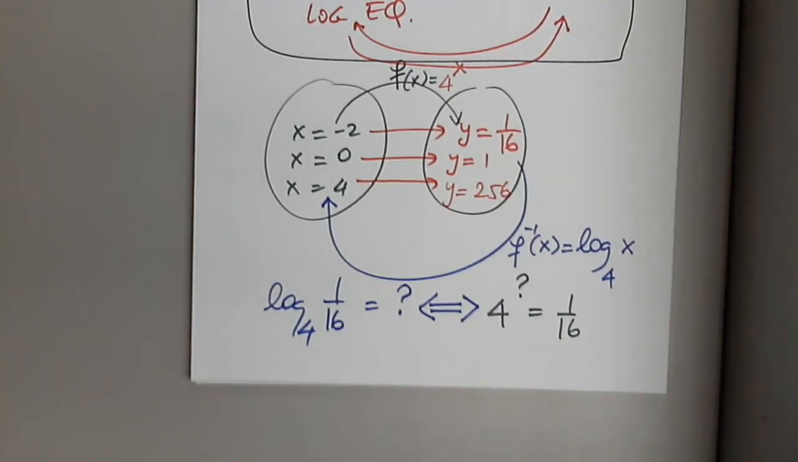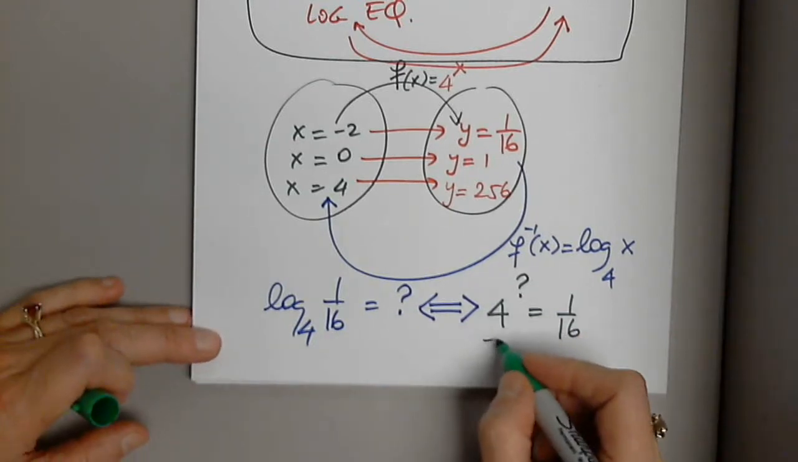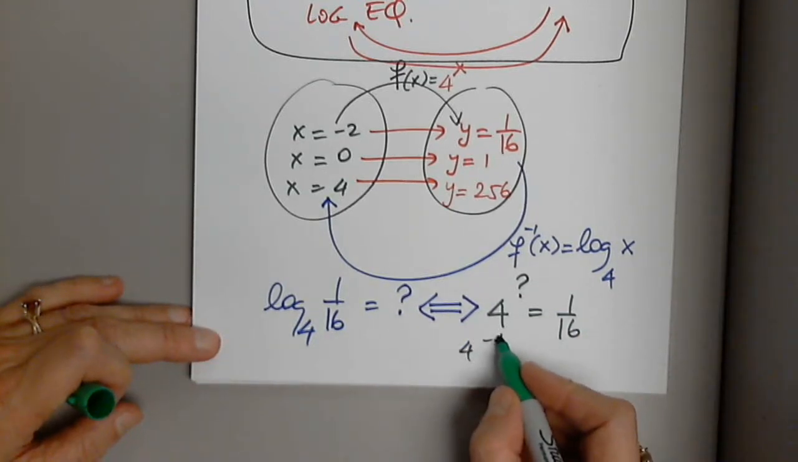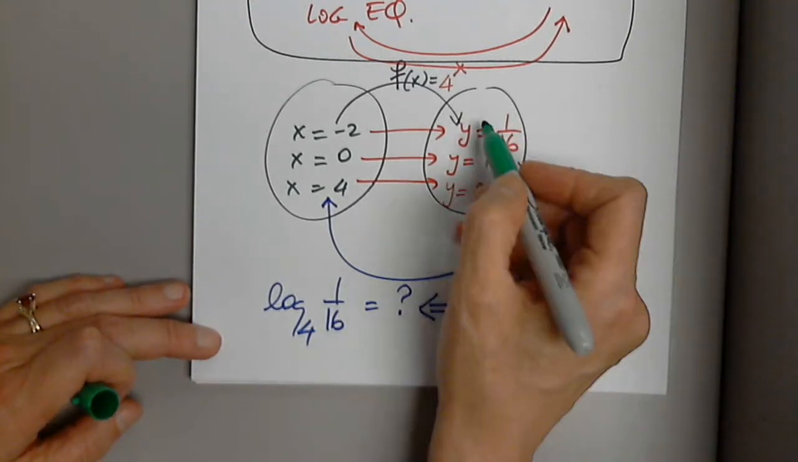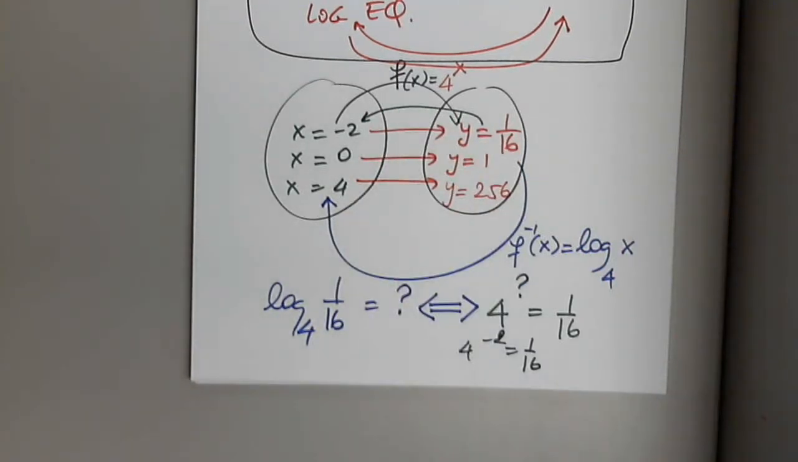What will that number be? And it must be a negative number. It must be negative 2. So 4 raised to negative 2 equals 1 over 16. So I hope I convinced you that when I apply log to 1 over 16, we return negative 2.